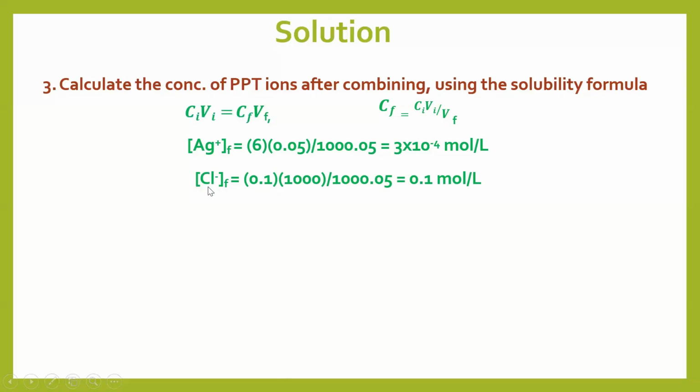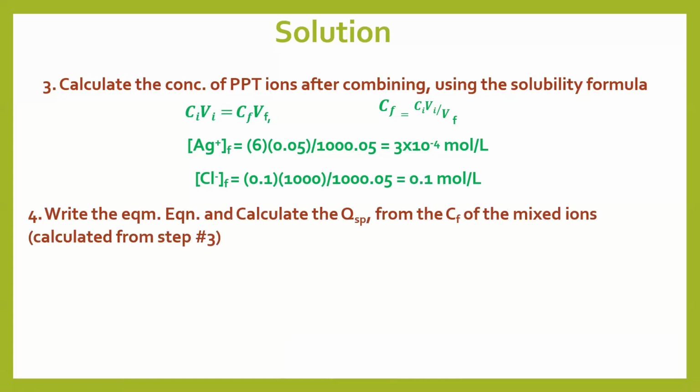We will do the same for the chloride ion. We get the initial concentration of chloride ion from the previous step, step number 2, 0.1 mole per liter, and the initial volume of chloride ion is the initial volume of its reactant, sodium chloride, which was 1 liter, 1000 ml, and then the concentration is 0.1 mole per liter. Everything is almost done.